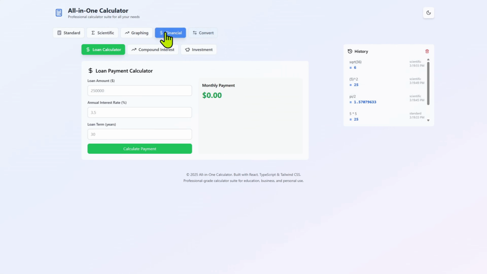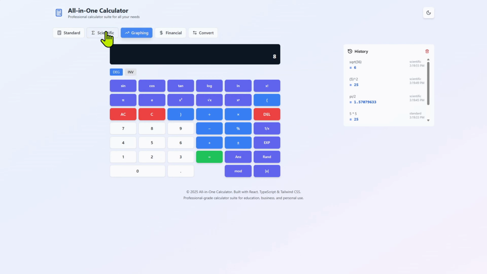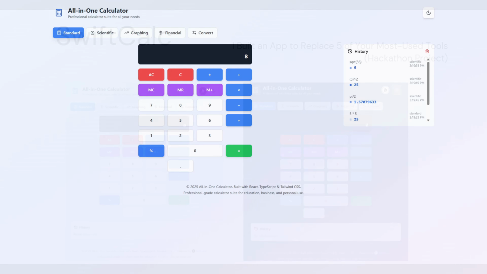Convert, financial, graphing, scientific, and standard. 5 powerful tools, one seamless experience. This is Swift Calc, all your calculations in one place.